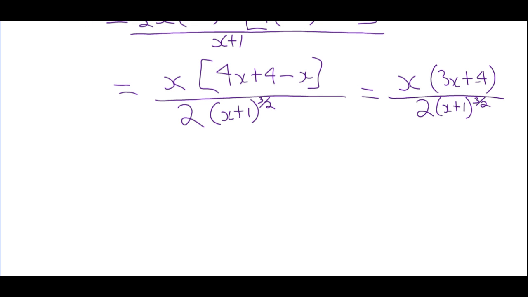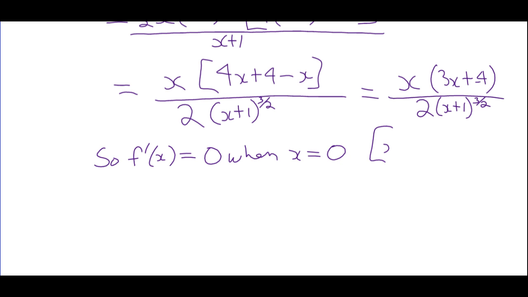Okay, so then we say, well, you can't make the denominator 0. You can't have that anyway. And negative 1 isn't in the domain. So f prime of x is equal to 0 when x equals 0 and also negative 4/3. And let's state that.